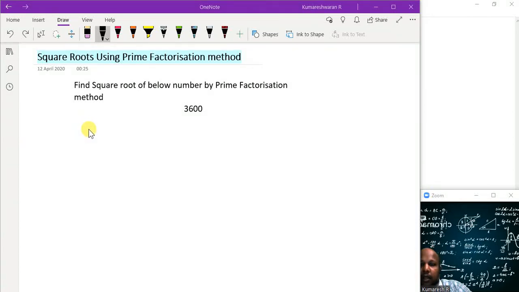Hi, in this video I'm going to explain how to find the square root of any given number using the prime factorization method. So let's take this number, 3600.